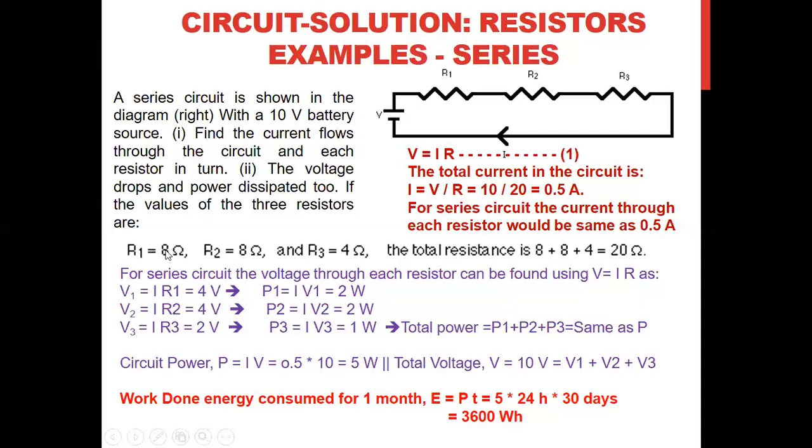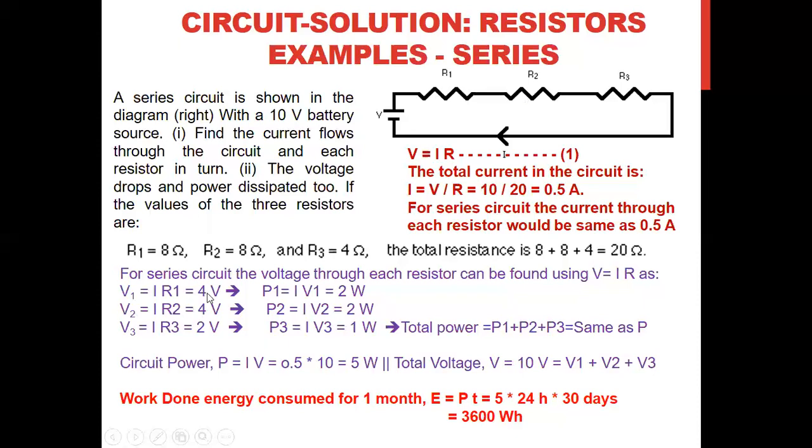R1 is 8 ohm, so it will be 4 volt. Similarly, V2, because it's the same current and the value of the resistance is also the same, is 4 volt. And V3, the resistive value is 4, so 4 into 0.5 is 2 volt. So we can find out how much the voltage drops there.